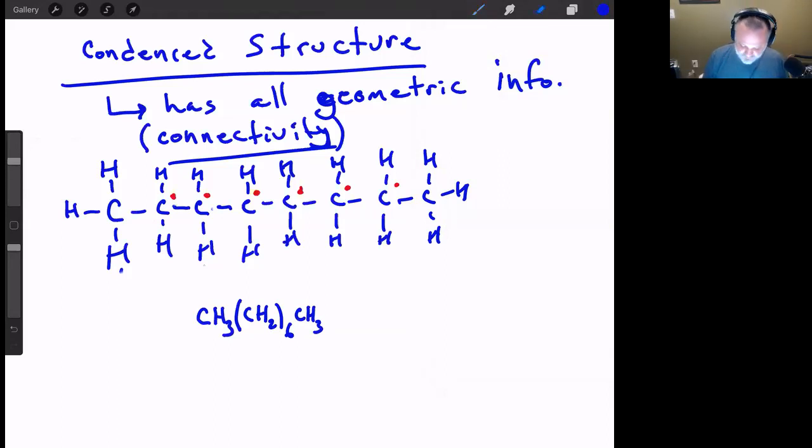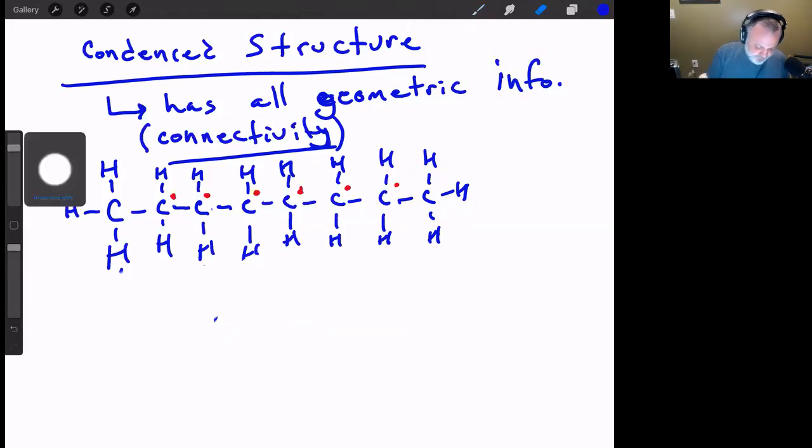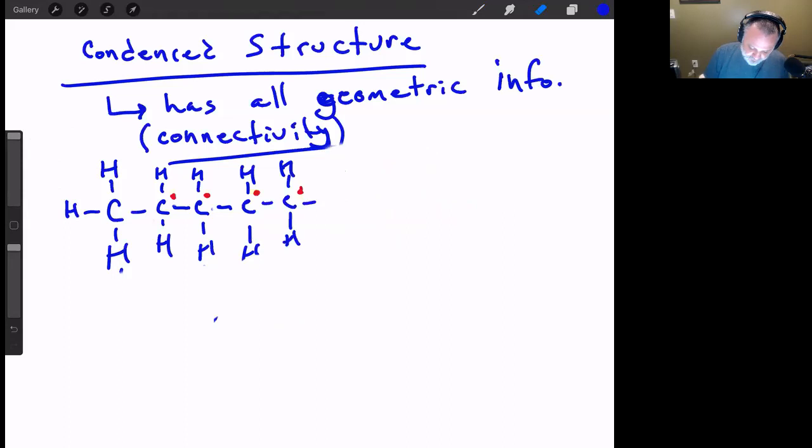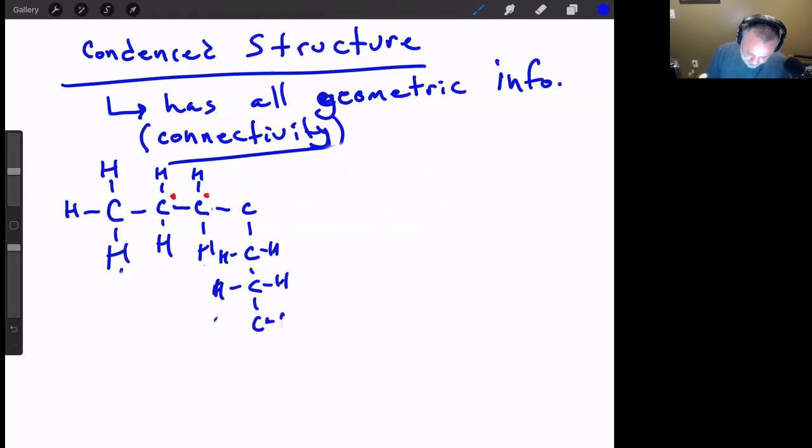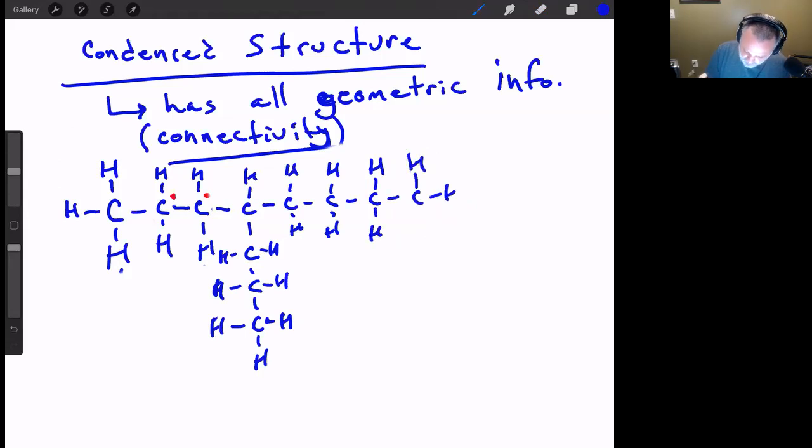Let's take a look at how this might even get more complicated. If I were to take this molecule, let's condense it down just a little bit, and then let's have some branching going on here. What if I had a CH here, a CH here, and then a CH3. And then let's continue to move on with this one. CH2, CH2, CH2, CH3. So how could I draw this as a condensed structure?